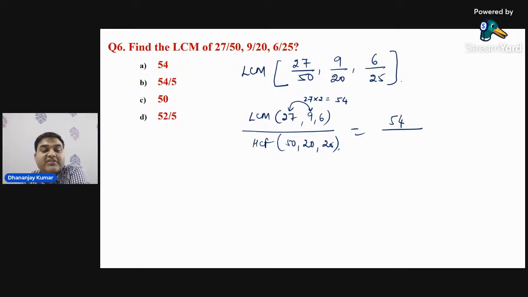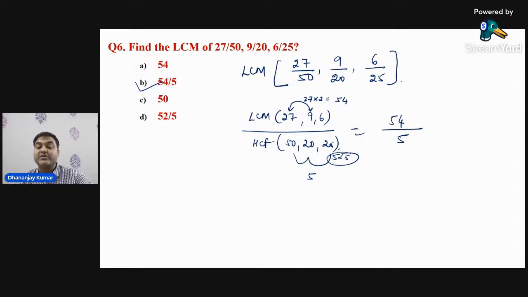And now how to find the HCF? What is common between these three? 5 is common. Here 10 was common for some, but not for all; 25 has a factor of 5 into 5 only. So the HCF is 5, and 54 by 5 is the right answer. We did not take a minute. After some practice, guys, you will be able to do this sum in 30 to 40 seconds. Otherwise you would have taken a lot of time in giving this answer.